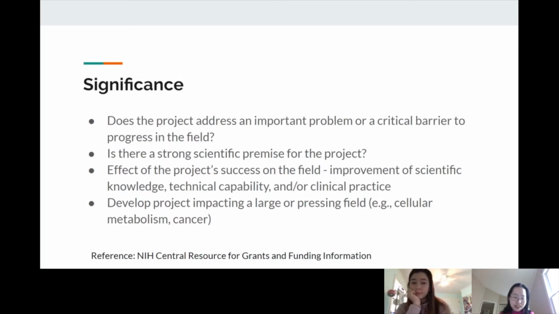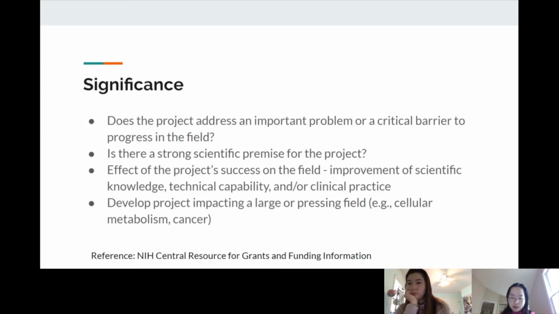So I gave a few examples here: cellular metabolism and cancer. So cellular metabolism is something that all cells go through. So understanding how this works would have a pretty large impact, in that if you discover a new mechanism for how metabolism works, then potentially this can be used to understand other phenomena, other diseases, etc. And this can also connect to cancer.